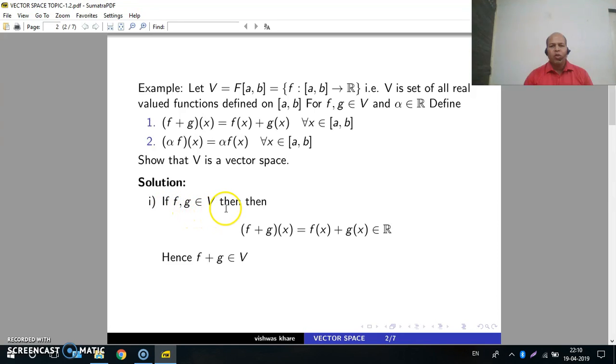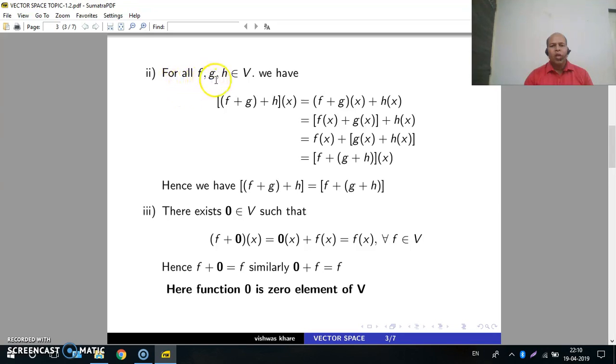First, if f, g belongs to V, then (f + g)(x) is equal to f(x) + g(x) by definition. Now f(x) is a real number, g(x) is a real number, so (f + g)(x) belongs to R, that is, f + g is a real valued function, hence f + g belongs to V.